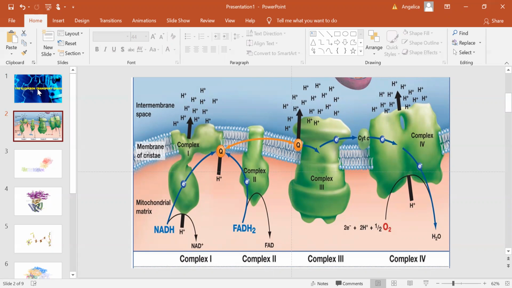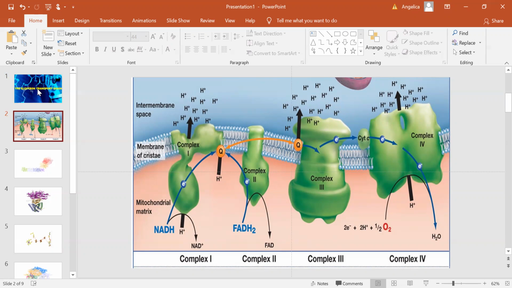This feat is accomplished by four integral membrane protein complexes: NADH-Q oxidoreductase, complex 1; succinate-Q reductase, complex 2; ubiquinol-cytochrome C reductase, complex 3; and cytochrome C oxidase, complex 4.